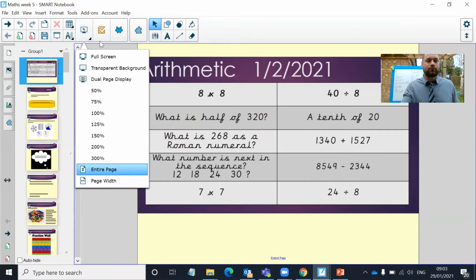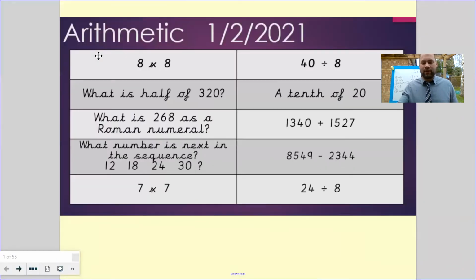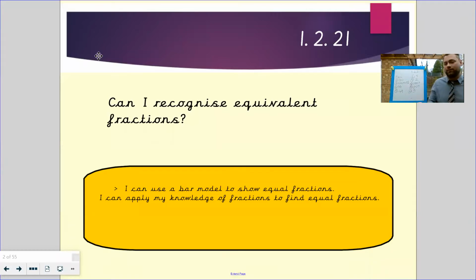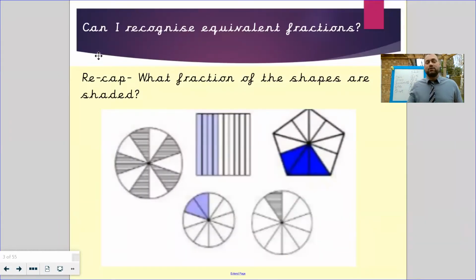lessons. So as I mentioned at the beginning of the video, today's lesson is about recognizing equivalent fractions. So the first thing that I would like you to do, just as a recap of what we did last week, just have a look at these shapes. I know the quality isn't the best, but you should be able to pick out what fraction of the shapes are shaded. So give yourself a minute or two and just quickly go through them questions. And remember, the denominator is how many parts there are, and the numerator is what we're looking for, so what parts are shaded. So pause the video and give that a go.